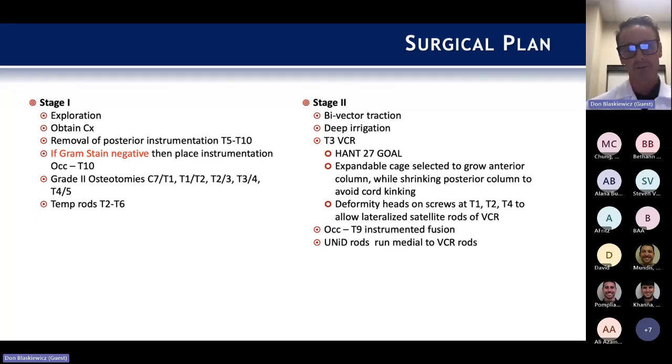Then stage 2 was bivector traction, deep irrigation, and T3 VCR with my set goals of anterior height of 27 millimeters, with an expandable cage to grow the anterior column while shrinking the posterior column to avoid cord kinking. Use specific deformity heads on the screws T1 through T4 to allow lateralization of a satellite rod across the VCR site to detether this from the primary construct, and then use UNiD rods run medially to the VCR rods.